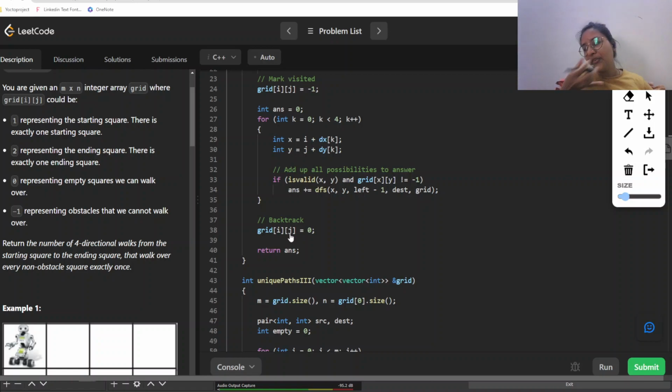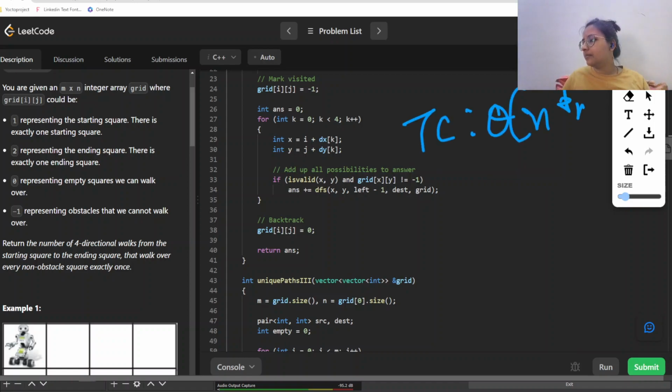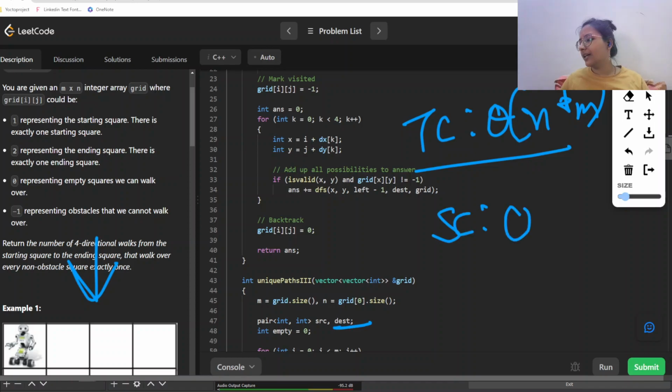Now comes the part for time complexity and space complexity. So here the time complexity is directly order of n into m, that's for sure, because we are traversing this particular grid. But now comes the part for the space complexity. Basically, the space complexity is all because of this pair which we are taking and nothing else. That's where the space complexity becomes order of 1 only.